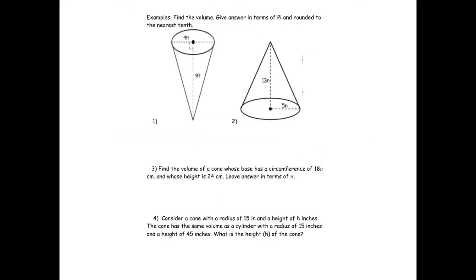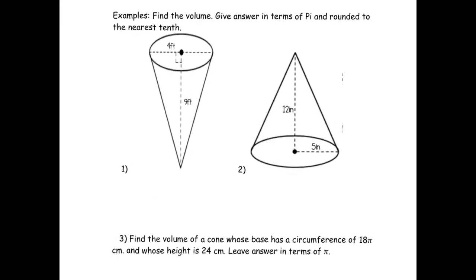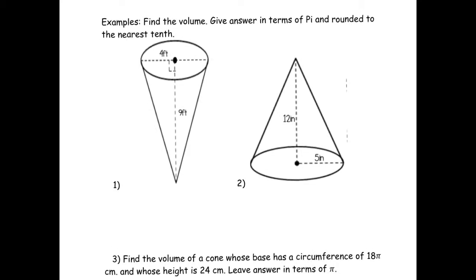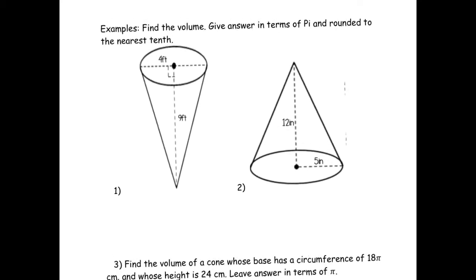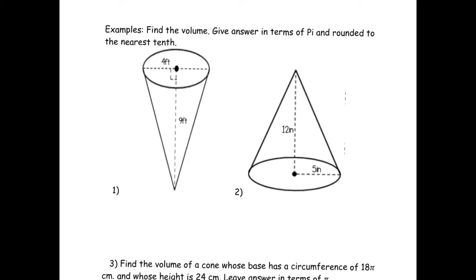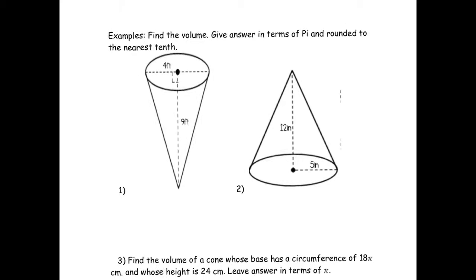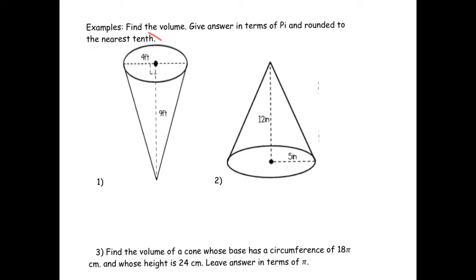All right, so we are going to find the volume, and we're going to give our answer in terms of pi and rounded to the nearest tenth. I think it's important to be able to know how to do both. Sometimes you're going to be asked to give your answer in terms of pi, but sometimes you're going to be asked to give your answer to the nearest tenth or 100th. So it's good to practice both.